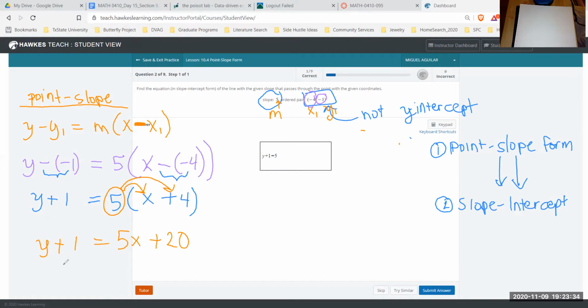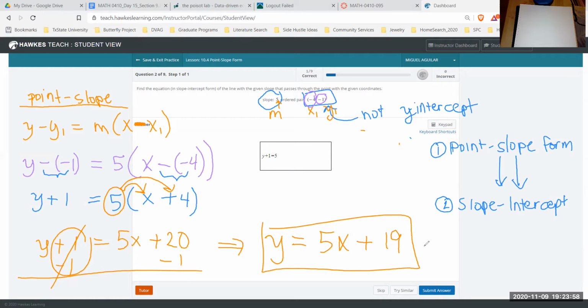And then all you have to do, in this case, we don't have any fractions, so this is really nice. All we have to do is isolate the y. So I'll subtract 1 from both sides so that these cancel out. And you should be left with y is equal to 5x, and then 20 minus 1 is positive 19. So this should be the answer that they're looking for in slope-intercept form.